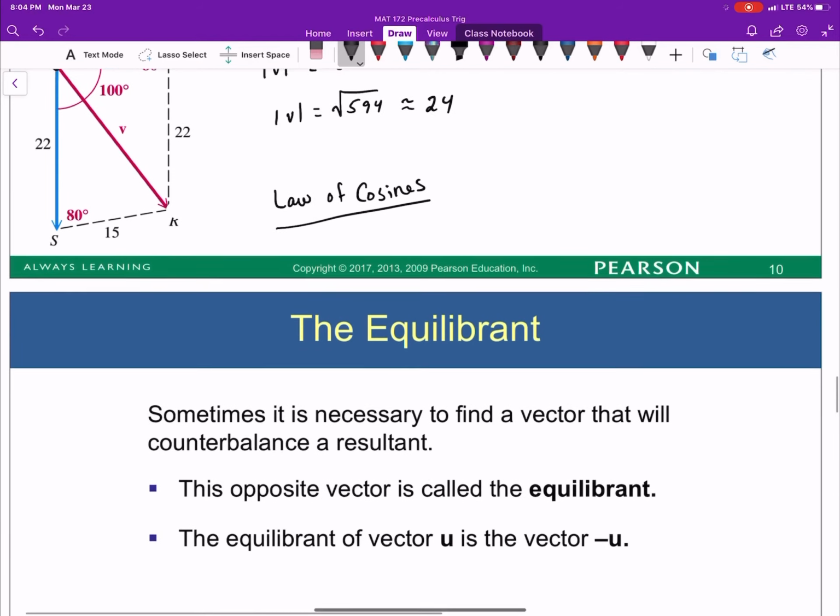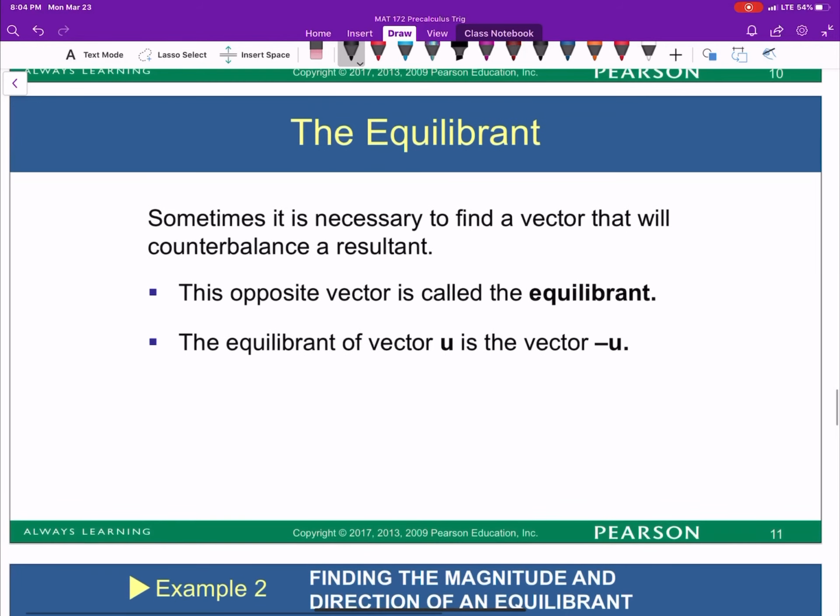So just make sure when you're doing those problems, if you don't understand something, you ask about it. Now, the equilibrium: sometimes it is necessary to find the vector that counterbalances the resultant. This opposite vector is called the equilibrium. The equilibrium of vector u is the vector negative u. So take a minute and write that before we go to the next slide.